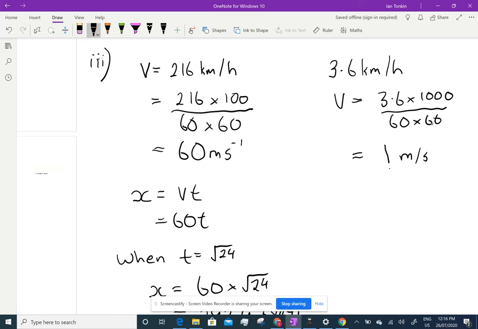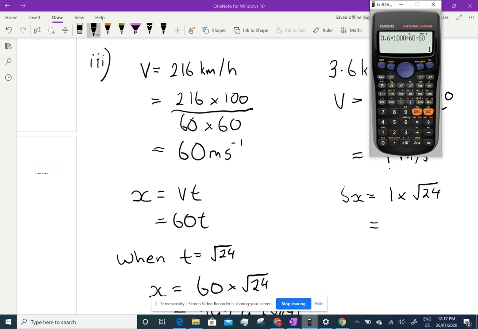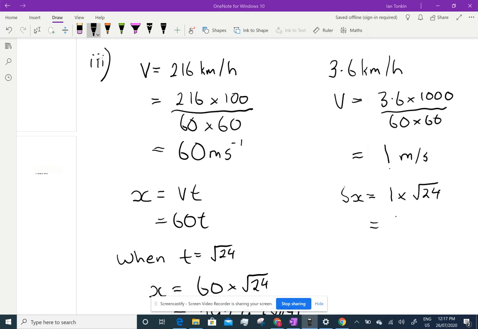Now, how far do you travel? Well, the sailor's distance, the sailor's x, is 1 times root 24. That's how far the sailor's going to drift. And we already know what root 24 is. It's 4.9. We did it before, 4.89. So let's go 4.9 meters.